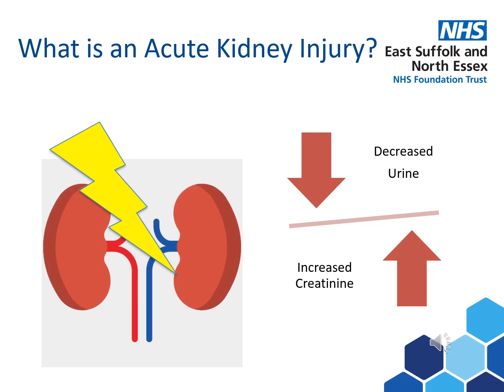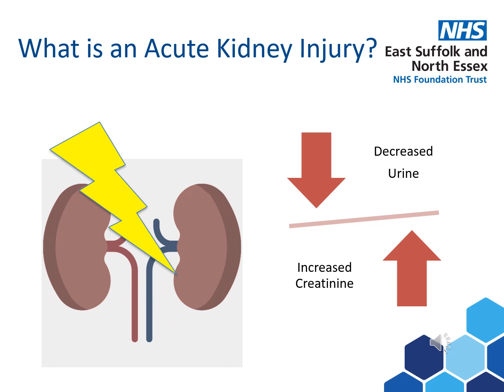So AKI is a sudden reduction in kidney function, and it just makes maintaining fluid balance, electrolyte and acid-base balance difficult. This normally happens as a complication of another illness. It's very common in hospitalised patients, so a lot of the emergency admissions coming into ESNEFT will have an AKI, about 20% of those, and over 500,000 people in England sustain an AKI every year, so it's really prevalent.